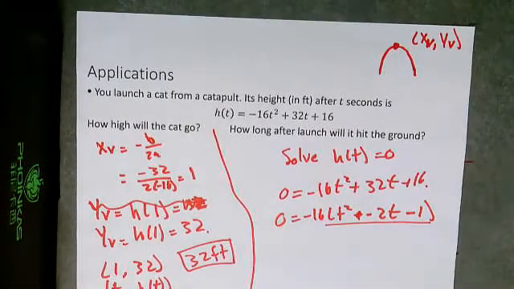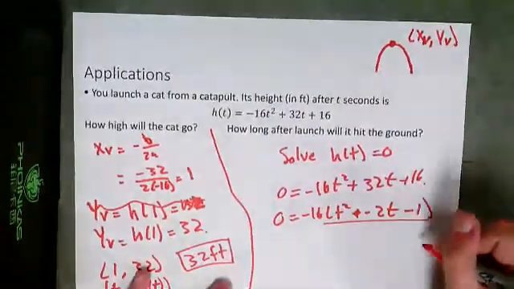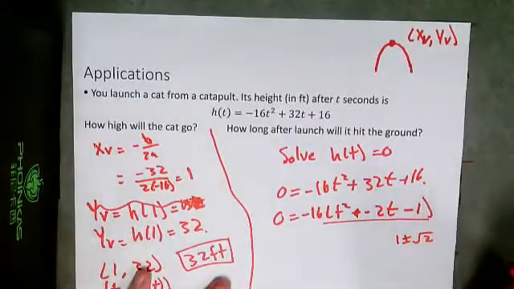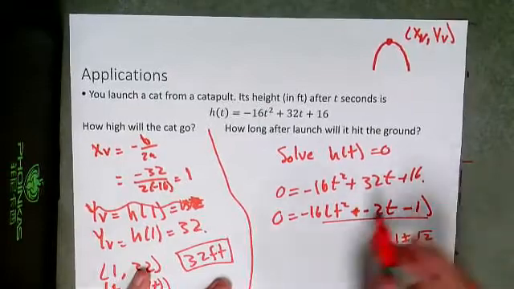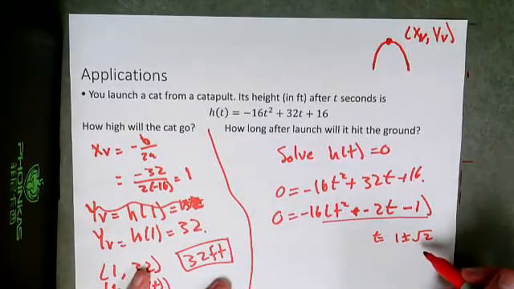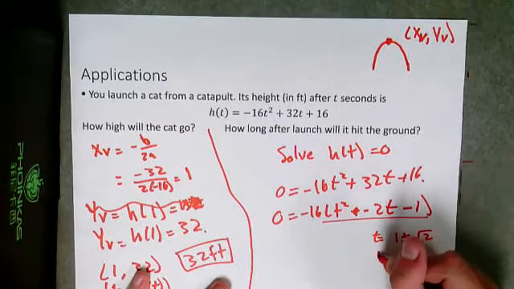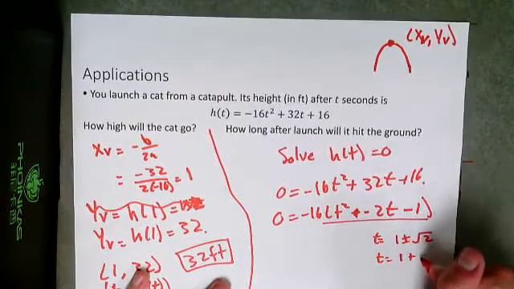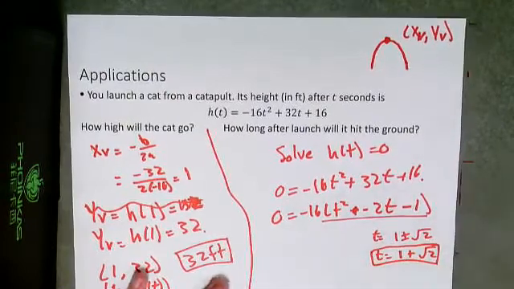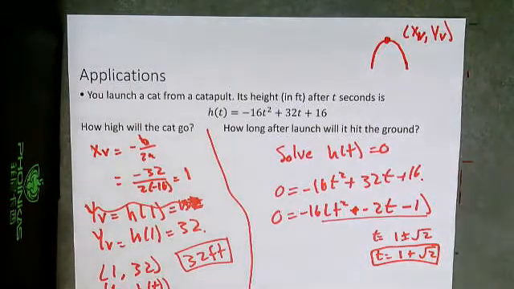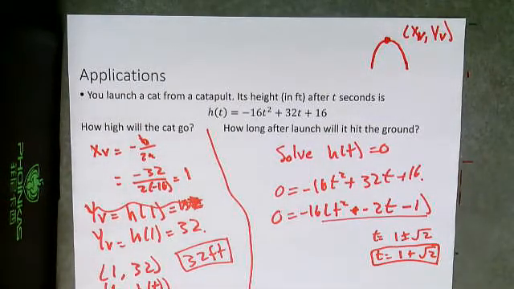But anyway, you'll be able to find out how long after launch the cat will hit the ground. And if you really want to solve it out, I'm pretty sure it's 1 plus or minus square root of 2 if you use the quadratic formula on this. But time can't be negative, so t is equal to 1 plus square root of 2 is going to be your answer for that, where t is in seconds. Anyway, that's how you find out when it hits the ground.